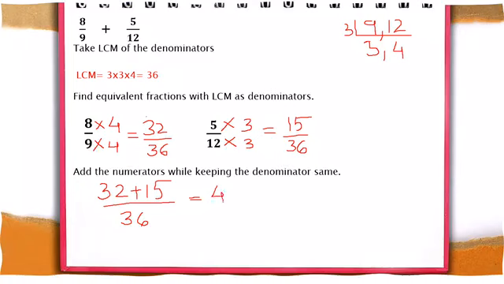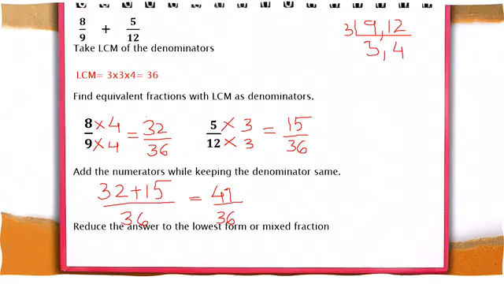47 by 36 is our fraction that we got. But whenever we get an answer, children, you have to check 2 things. First thing is whether it is in the lowest term. Yes, it is in the lowest term because 47 and 36 do not have any common factor. Second thing that you have to check is whether it's an improper fraction, because we have to reduce the answer.